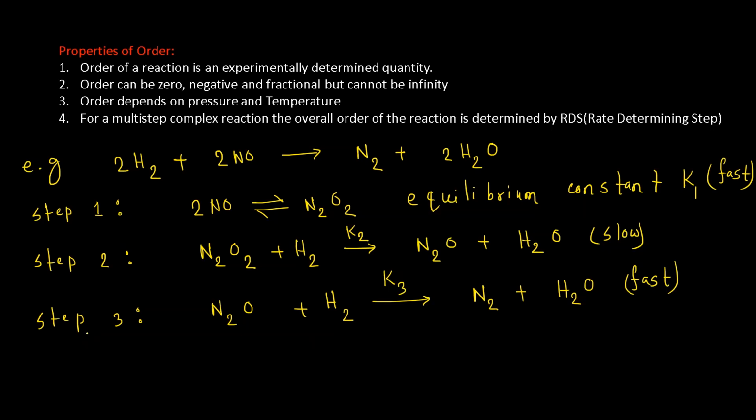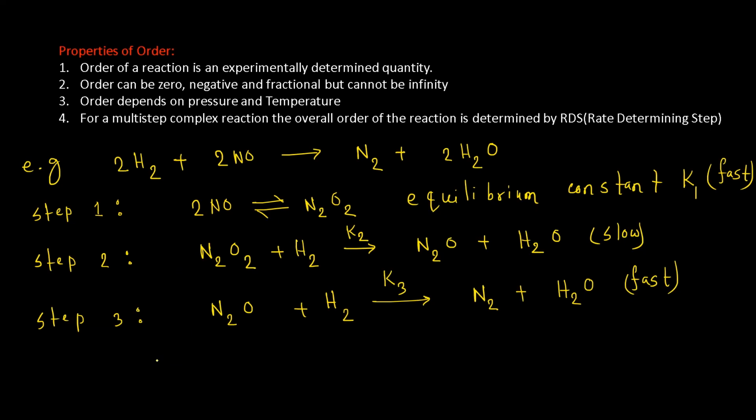We have to determine the order of the reaction. As we previously discussed, whenever a reaction is completed in more than one step, the slowest step is our rate determining step, or RDS. Here, step 2 is the slowest step. So step 2 is our rate determining step.